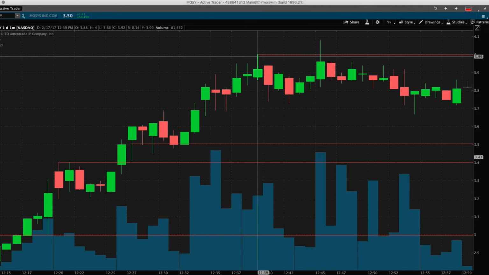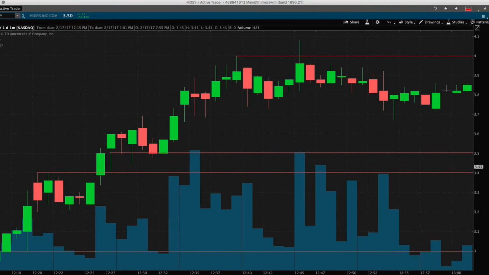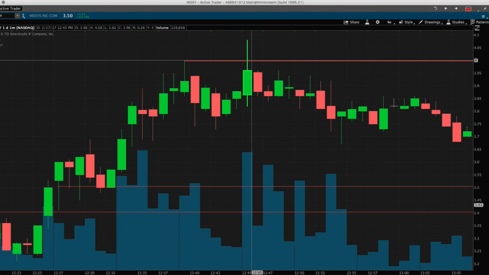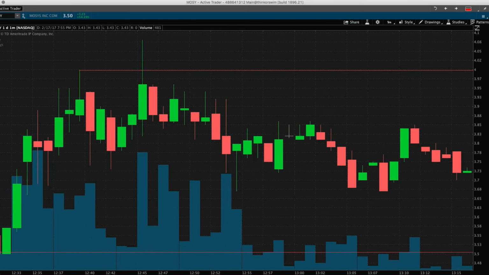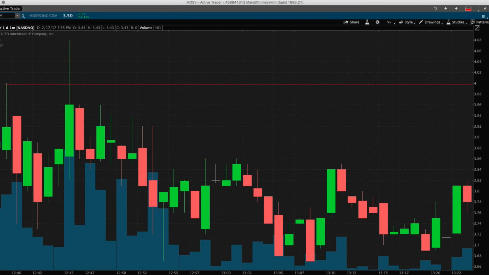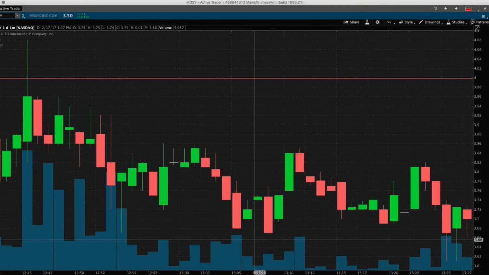higher to $4. And so what happens with MOSY, it breaks that $4 and it doesn't do it strong, so it comes back down and just kind of fades. And you can see here, it might be done for the day. We're keeping an eye on it. We're going to see how it acts with that $3.50 area.